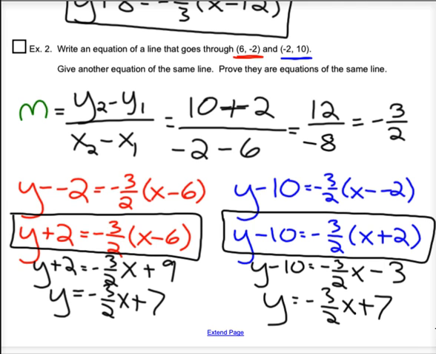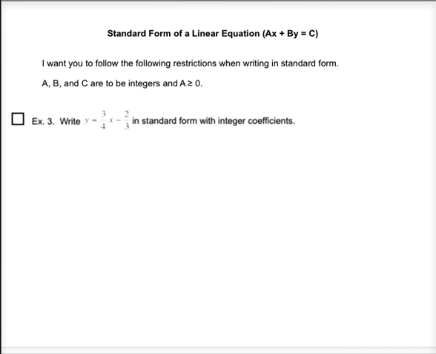So moving right along, looking at the next one. The third type of equation of a line is standard form. So standard form, what it means is a, b, and c are all integers, and technically a should be greater than 0.